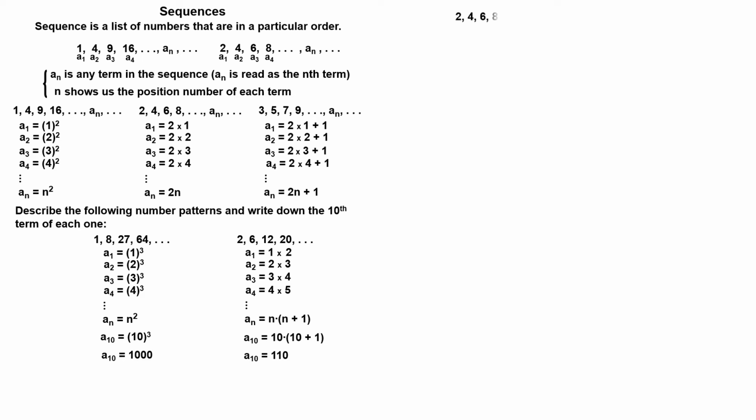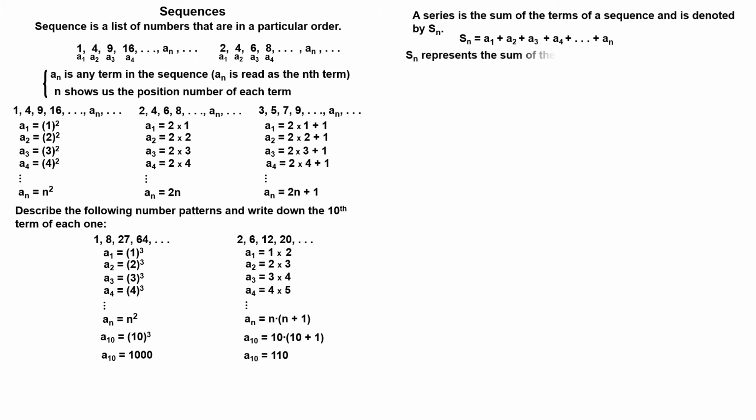Consider the sequence. Now let's take the sum. The sum of the terms of the sequence is called a series. A series is the sum of the terms of a sequence and is denoted by S sub n. S sub n represents the sum of the first n terms of a series.